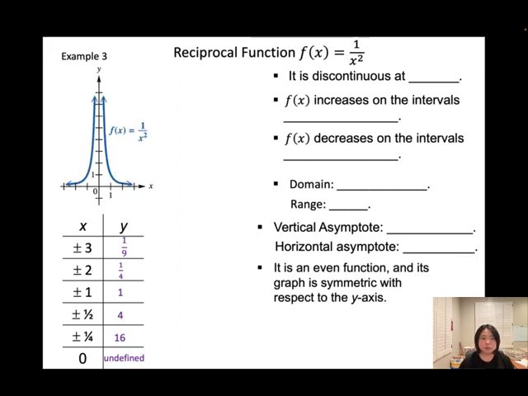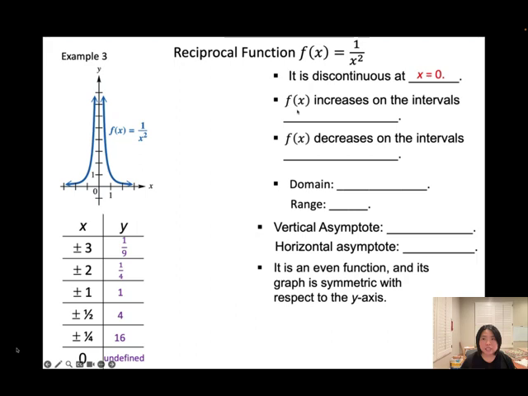Your graph should look like this. Okay, when x equal to 0, y is going to be undefined. So the graph is going to be approaching the y-axis, same as here. And then when y equal to 0, x is going to be undefined, so it's also approaching the x-axis. Okay, answer the question. It is discontinuous at x cannot be equal to 0, right? Because the denominator cannot be equal to 0.